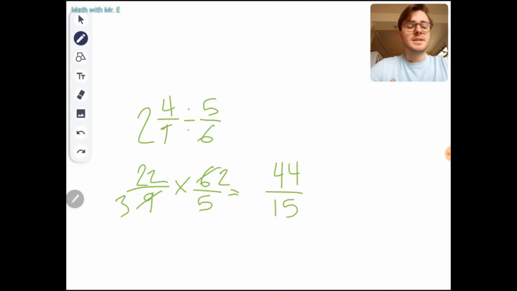Now, you may notice that's actually the exact same answer we got last time. So 2 4/9 divided by 5/6 in this case, if we were to divide again, we would get 2 14/15. That's funny that they ended up both having the same answer. Alright, so that is how you can divide a mixed number by a fraction.